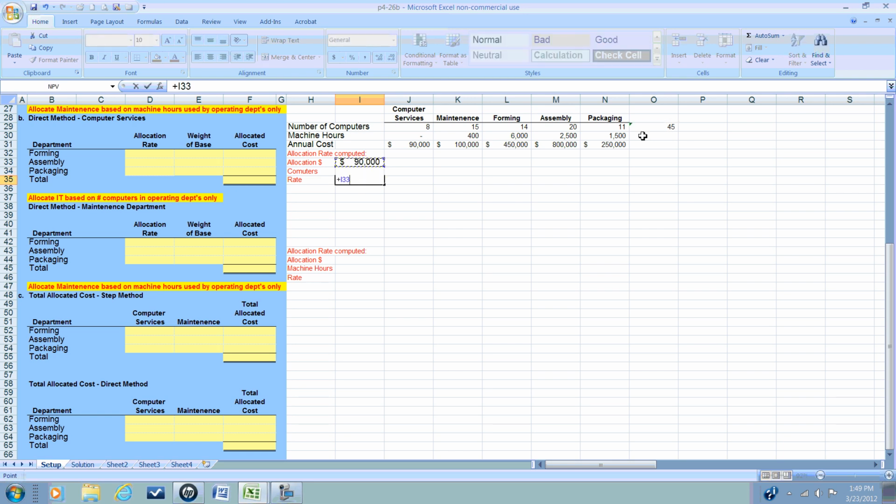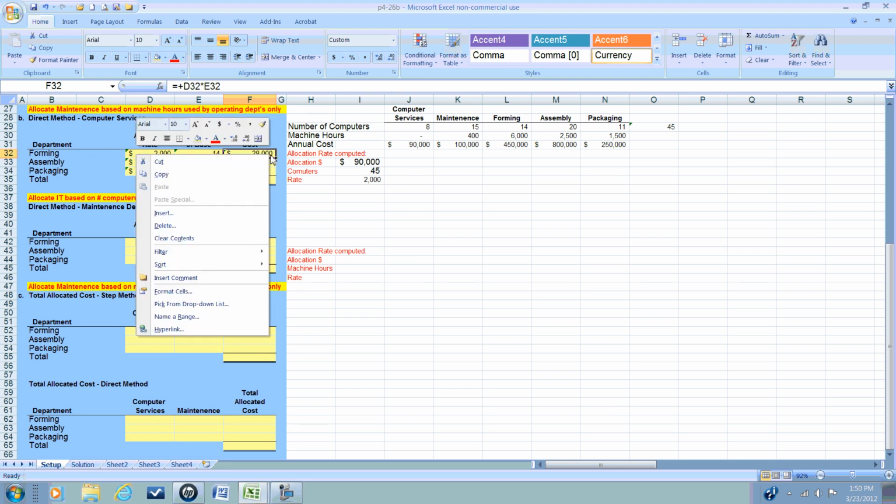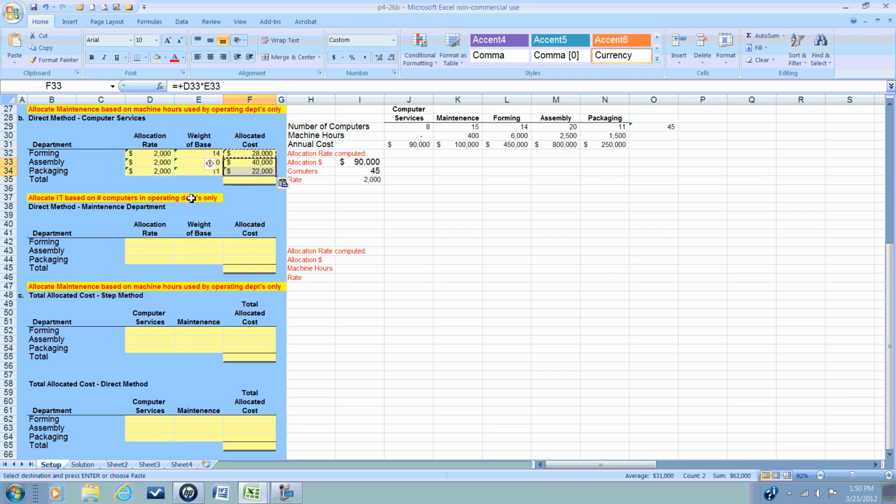And we will now take our cost and divide it by our base, the number of computers in the operating department. And our allocation rate for computer services is going to be $2,000 per computer. So let's put that in our worksheet. So our operating departments will be allocated IT costs based on a rate of $2,000 per computer. So the forming department has 14 computers, the assembly has 20, and our packaging has 11. We will now simply take the allocation rate, multiply it by the base, just like we would with any two-step allocation process.